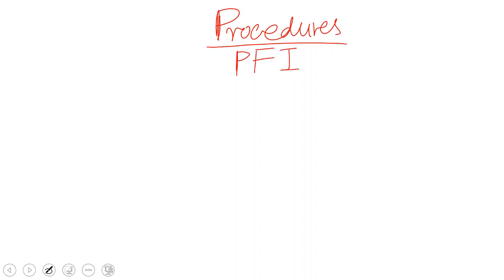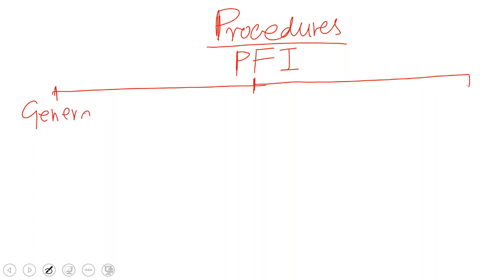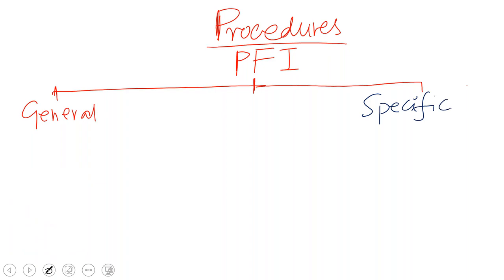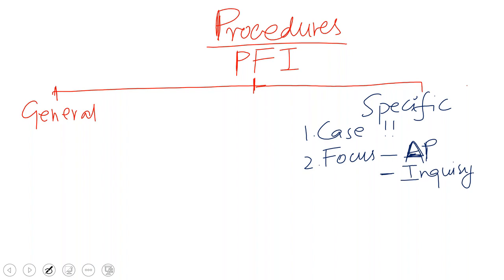Okay, now when an examiner asks you to write procedures on PFI, we will split procedures into 2. We will split procedures into journal, and we will split procedures into specific. Right? Now, specific means that in terms of the specific procedures, I first should be specific to the case. And when I'm specific to the case, my focus has to be on AP. My focus has to be on AP. And my focus has to be on inquiry.